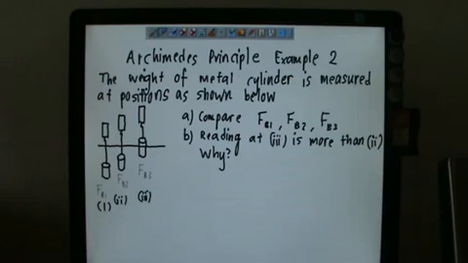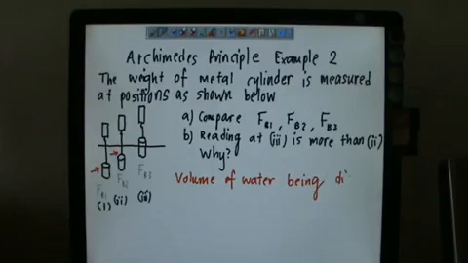This is Archimedes' principle, example 2. We have the weight of a metal cylinder measured at positions as shown below. We want you to compare FB1, FB2 and FB3. So look at this one and this one. Do you realize that the volume of water being displaced is actually the same?